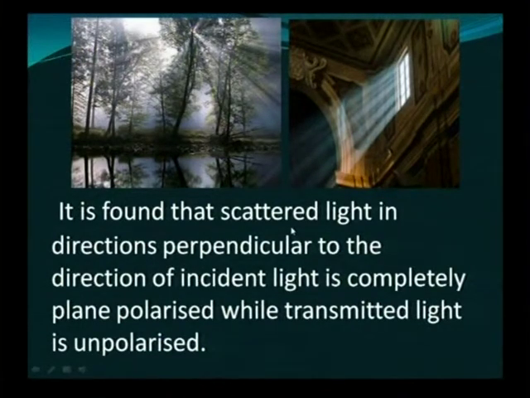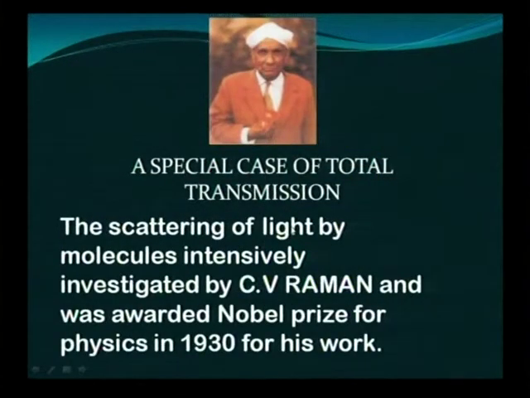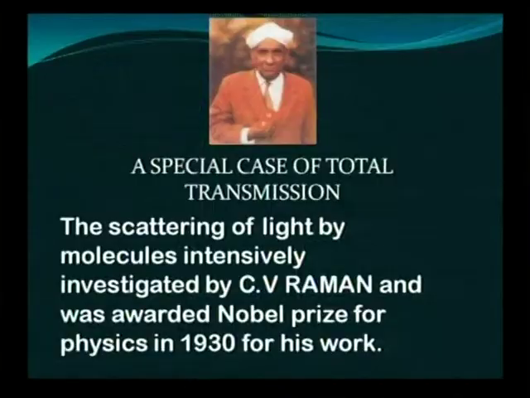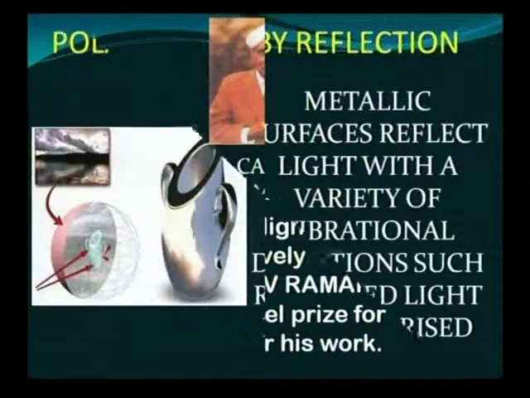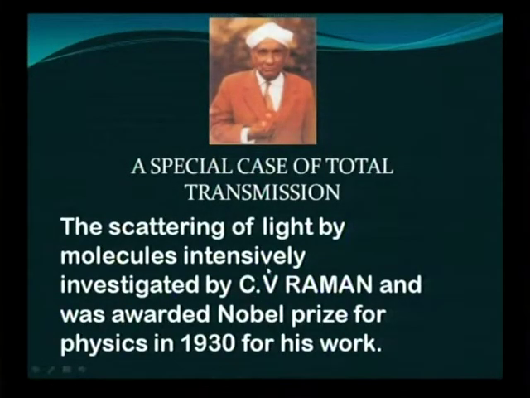This is how polarization actually works. For this phenomenon, a great scientist called C.V. Raman was awarded a Nobel Prize in 1930 for his great work on this phenomenon. See here, Sweros, he got the Nobel Prize for physics in 1930 for his work on the scattering of light by molecules, intensively investigated by C.V. Raman. Have you got a clear idea about polarization by scattering, Sweros?